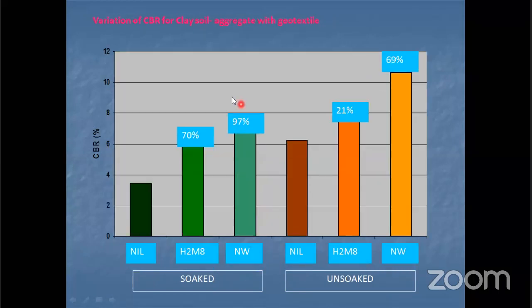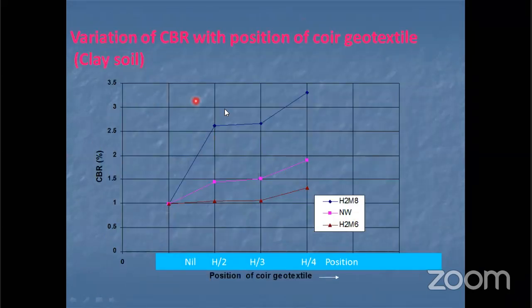And this is a clay aggregate system in which soaked CBR gives around 97% increase, and this is around 70% increase for the H2M8 condition. So in the unsoaked condition, the increase is 21% and 69%.